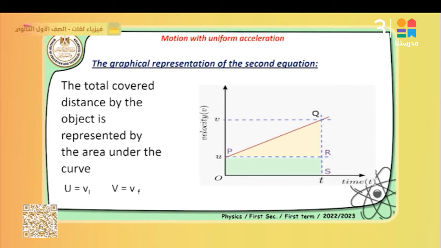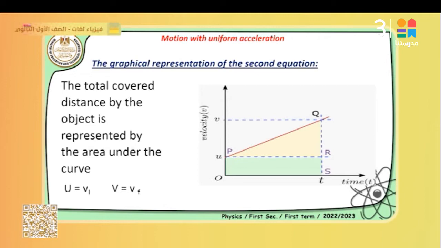A graphical representation of the second equation. As we used, we always use a graph or a graphical representation to express or to understand more the relation between many variables of many elements that affect the motion of the object. If we trace or draw on the y-axis the velocity of the object and on the x-axis the time taken during the motion itself, we will get this straight line.